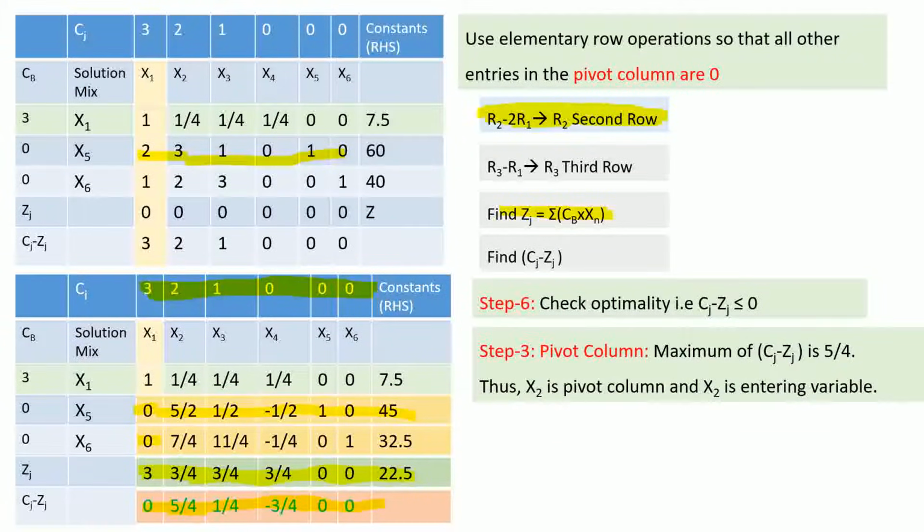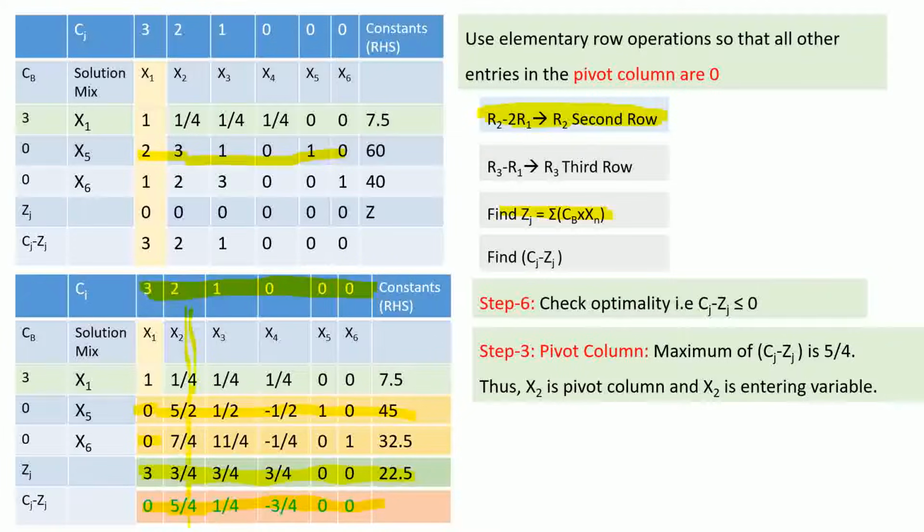In step 3, we have to determine the pivot column by selecting the maximum positive value of cj minus zj. As you see, the maximum positive value of cj minus zj is 5 over 4 because it is greater than 1 over 4. So our pivot column is the x2 column. This is our pivot column.